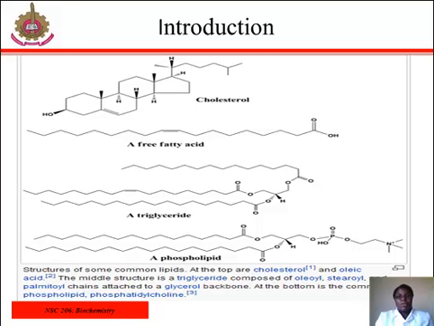Moving to the introduction, lipids are a group of naturally occurring molecules that include fats, waxes, sterols, fat-soluble vitamins like the vitamins A, D, E, and K, monoglycerides, diglycerides, triglycerides, phospholipids, and others.